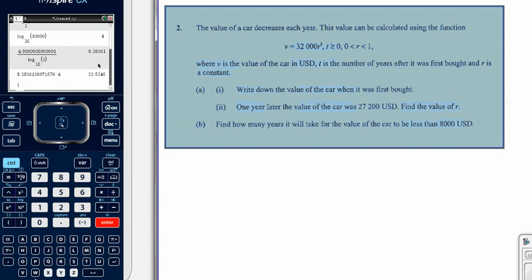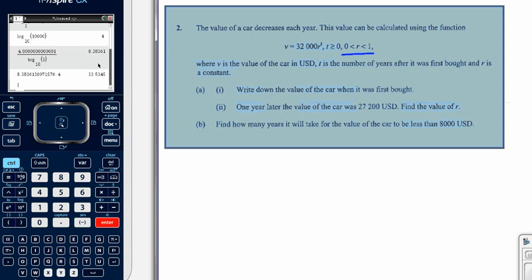Okay, so V is the value of the car in US dollars, t is the number of years after it was first bought, and r is a constant. We're not given the value of r, but because it's decreasing, we know its value is going to be worth less than 100%. So r has to be somewhere between 0 and 1.